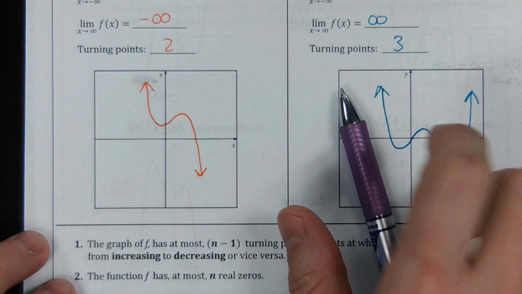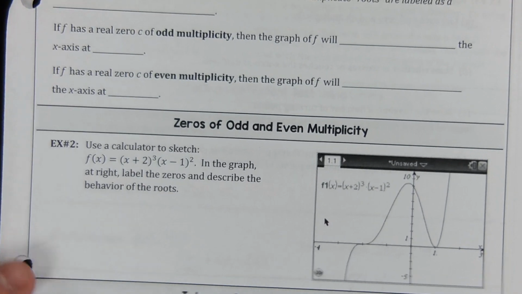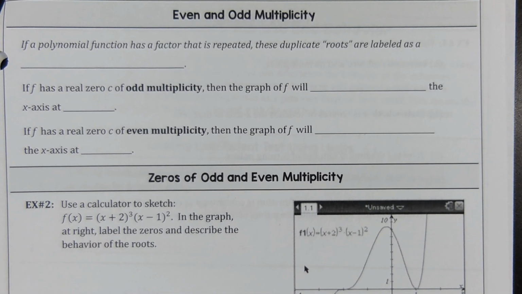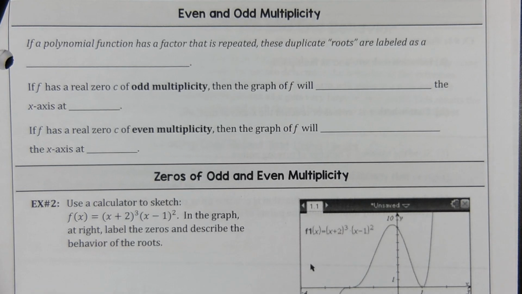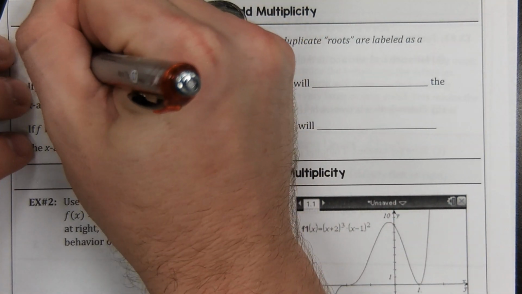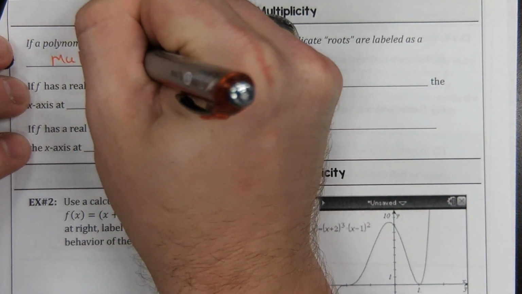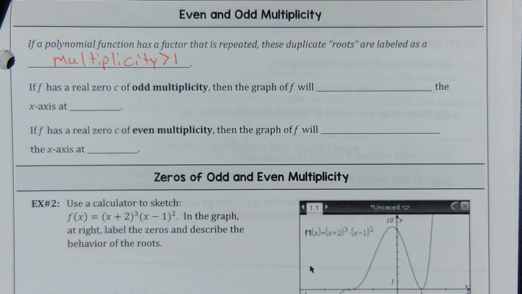Good? All right. If the polynomial function has a factor that is repeated, these duplicate roots, we say they have a multiplicity of 2 or 3. So let's just say a multiplicity greater than 1. They're repeated roots. So they could happen 2 times, 3 times, 4 times, 5 times, 17 times, whatever.